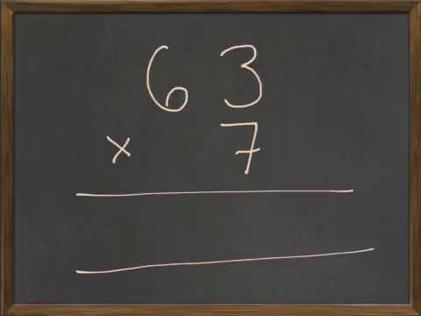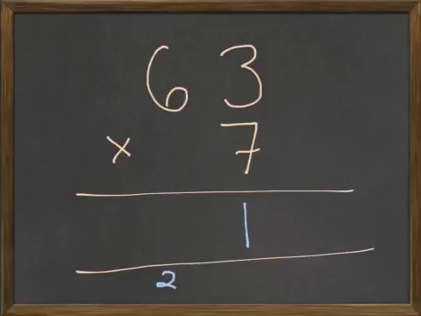Let's try that on a different example. As you can remember, we're going to do the units first, then the tens. So we have 7 times 3, which is 21, and we're going to carry in the same way as we do addition. So the 1 goes in the units and the 20 gets carried across into the tens column. So we carry the two tens across.